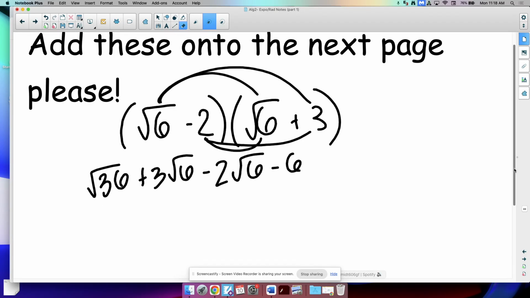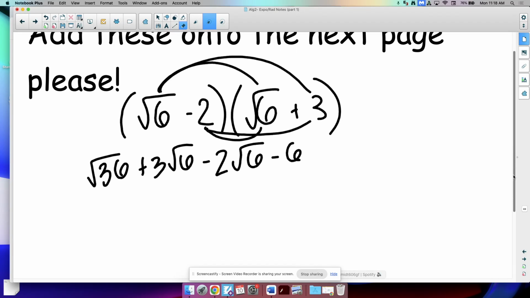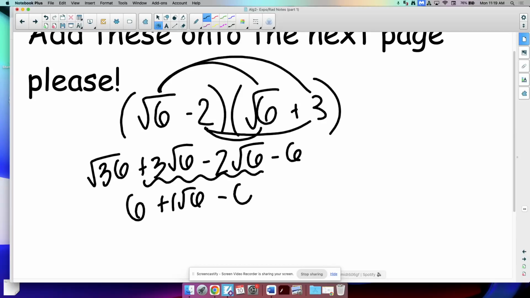What is the square root of 36 equivalent to? Those are both square roots of 6. What's 3 root 6 minus 2 root 6? 1 root 6, or just the square root of 6. What else can be combined together here? 6. Yep, those cancel, so final answer, 1 root 6, or just root 6. You don't need to put 1s in front.